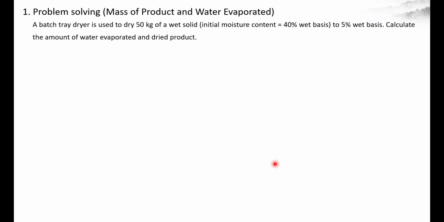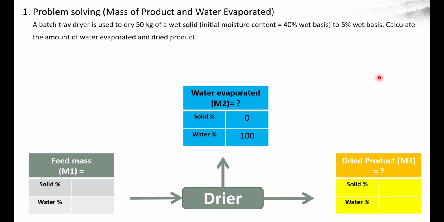Let's start solving a problem so that we understand the concept in a much better way. Let's read this question along with me. A batch tray dryer is used to dry 50 kg of wet solid to 5% wet basis. The initial moisture content was 40%. Calculate the amount of water evaporated and dried product. To solve the problem, first we have to list the given data. So we'll draw a schematic of the dryer where one stream, the feed stream, is entering, which we name M1, and two streams are coming out, which are M2 and M3.